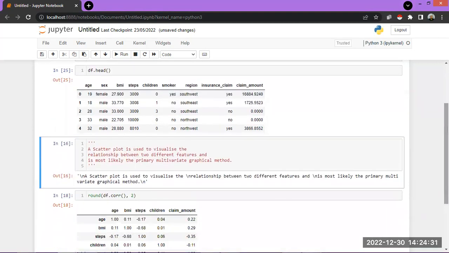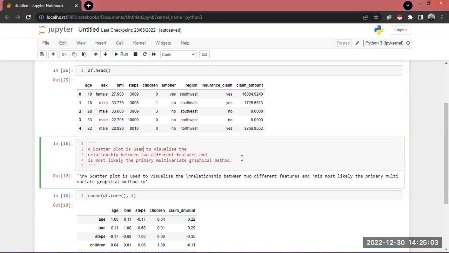So the next question we want to ask ourselves is why scatter plots? Why are we actually using a scatter plot? What is a scatter plot used for? Basically, a scatter plot is used to graphically visualize the relationship between two features, which I have written here, and it is the most commonly used multivariate graphical method.